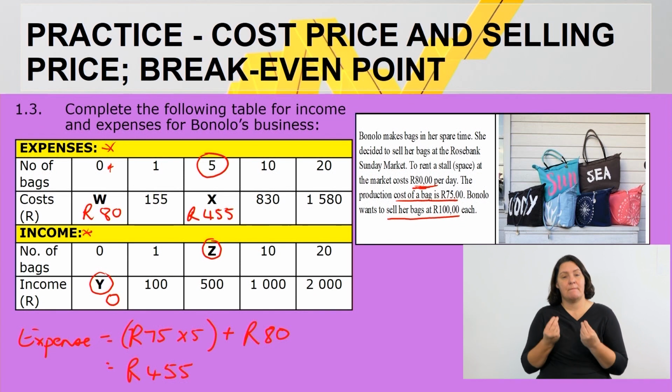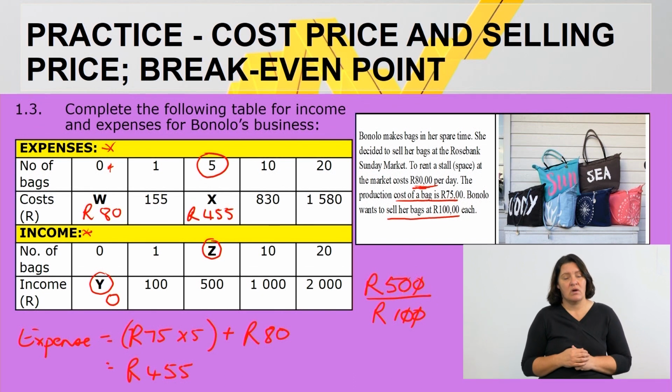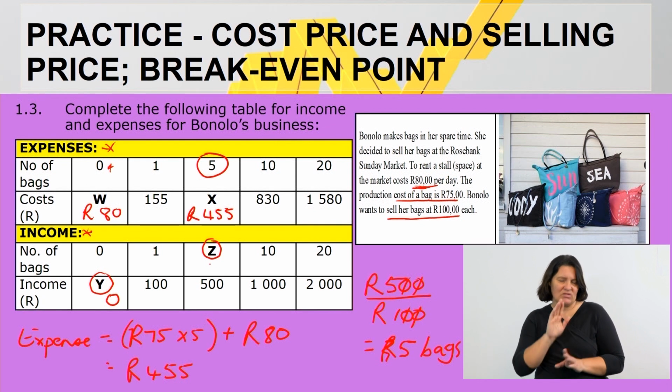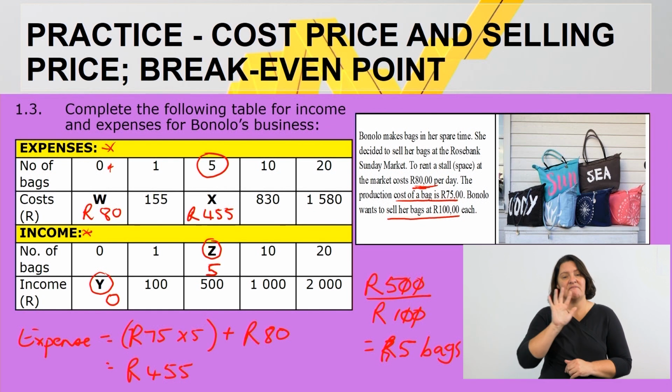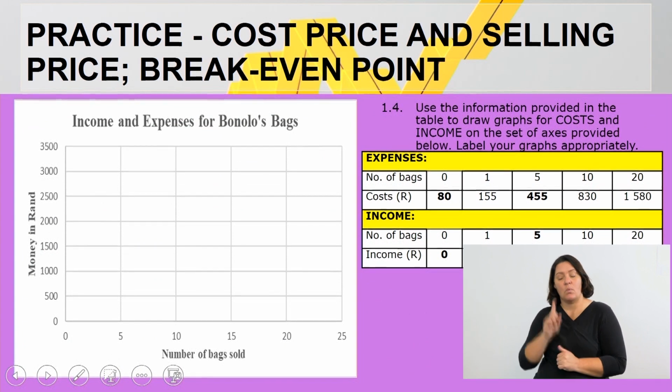So therefore I'm going to take, and I'll do it here for you, I'll say 500 divided by the selling price of 100. If I do that, cancel two zeros, that will be not 5 rand, but 5 bags. So therefore, Z is going to be 5. So the number of bags will be 5. Guys, I hope that is clear. Let's look at another question.